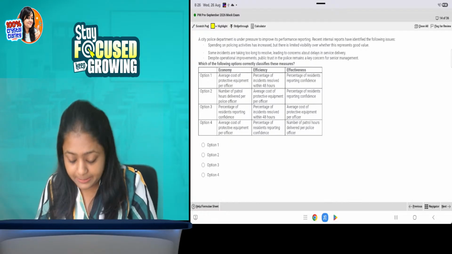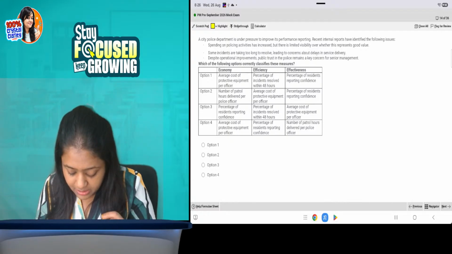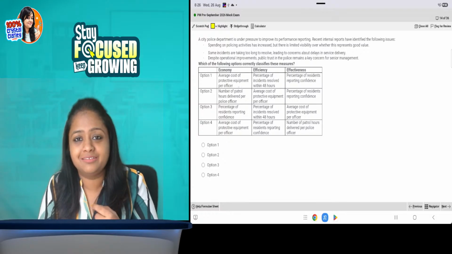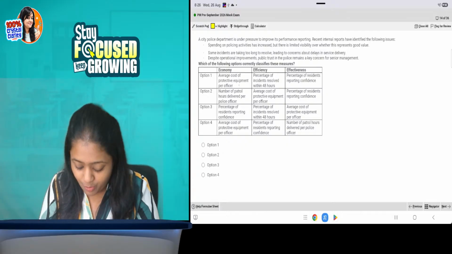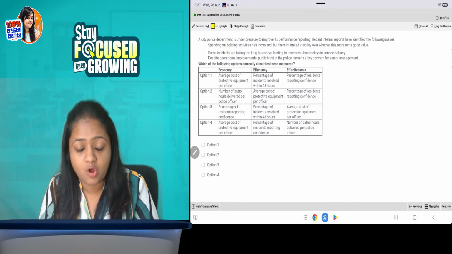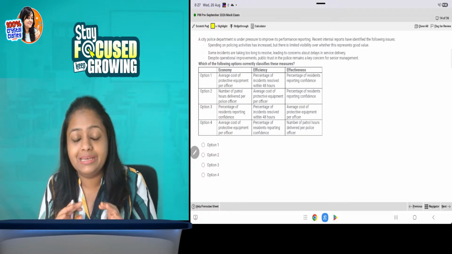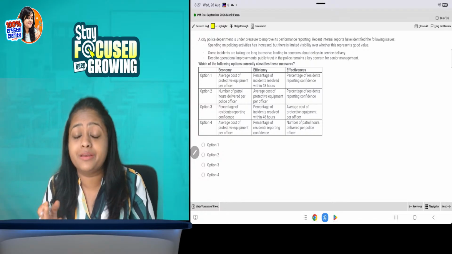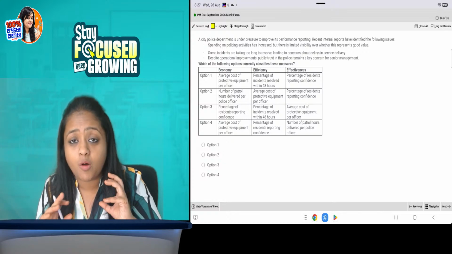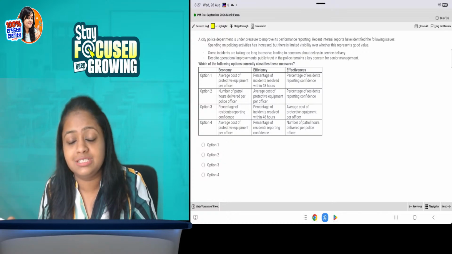Let's read them. Option number one, average cost of protective equipment. I think this is very clear. Cost is always economy. So the first point, economy, is correct. Now here, do I have the cost anywhere? Yes. So my answer can be between option 1 and 4. So what I did, I cancelled out 2 and 3 because the option that I need is not there. These are the obviously wrong answers that I have just deselected.